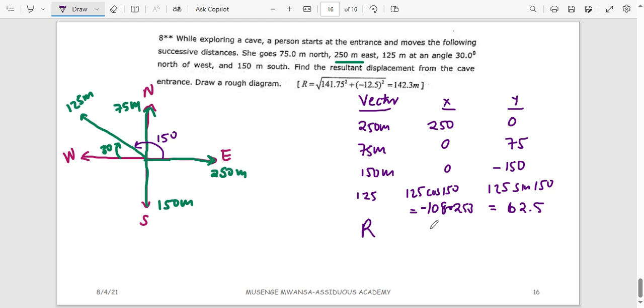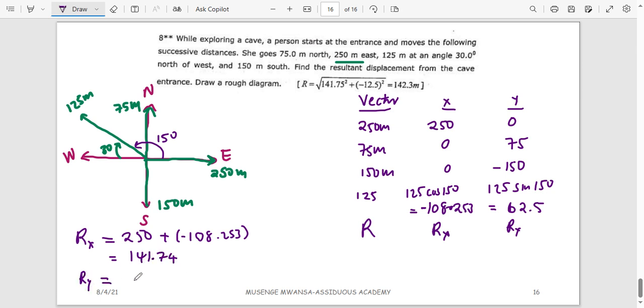So I want now to find the resultant. The resultant, simply add the x components to find the resultant in the x. So resultant in the x is going to be 250 plus 0 plus 0 plus negative 108.253. And that is going to give us 141.74.